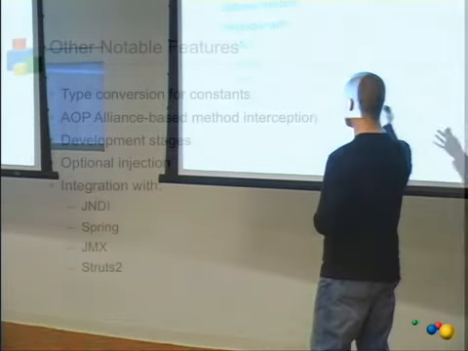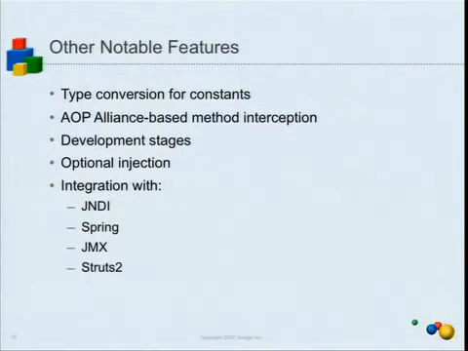Out of the box, it comes with integration with JNDI, pretty good integration with Spring, the Java Management Extensions, JMX, and Struts 2. Struts 2 is one of the main reasons that I created Guice. I was working on Struts 2 when I came up with a lot of these ideas and decided on what I wanted. So Guice comes with a great Struts 2 plugin.